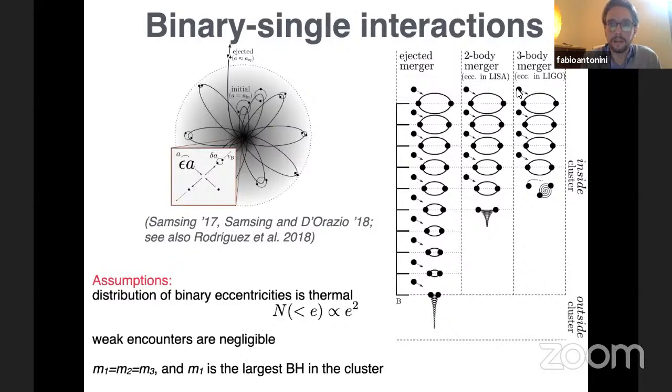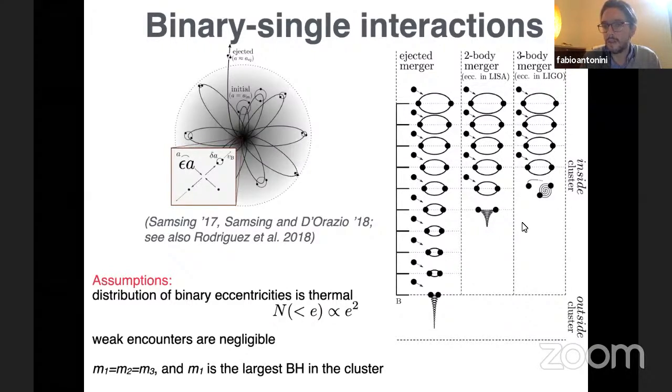And then we have two other types of mergers that we consider. We consider two-body mergers. These are mergers that occur in between two interactions. After one binary-single interaction, the semi-major axis and the eccentricity of a binary can be such that the binary merger timescale becomes shorter than the timescale for the next interaction to take place. And so these binaries will merge inside the cluster.